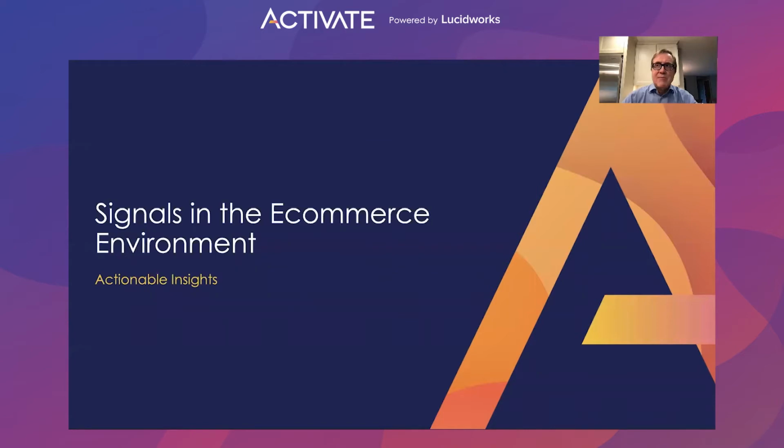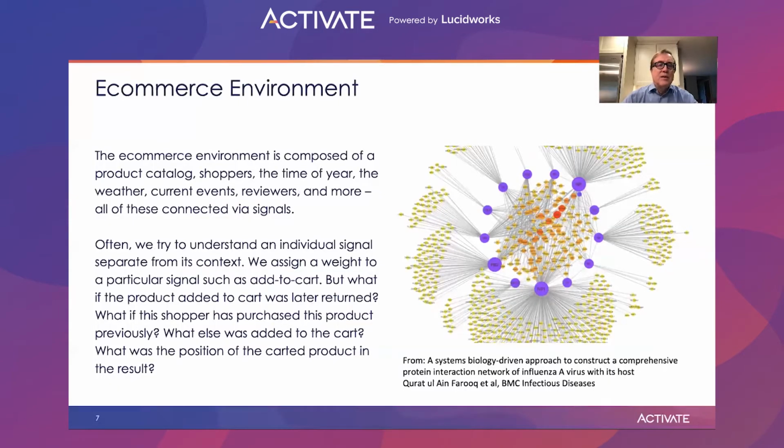So let's take that to the e-commerce environment. And now I'll get into some actionable insights, things we can actually do with these ideas. So in the e-commerce environment, we make this mistake of trying to interpret an individual signal. And one example is, what weight should we assign to a cart? A lot of times we have some input to a model and we're assigning weights to clicks and carts and purchases. But I'm arguing that it's not that simple.